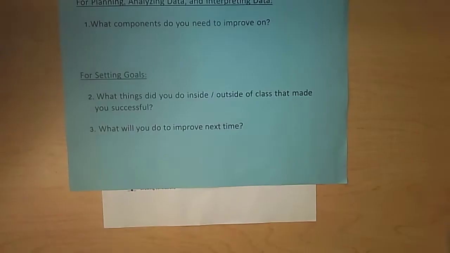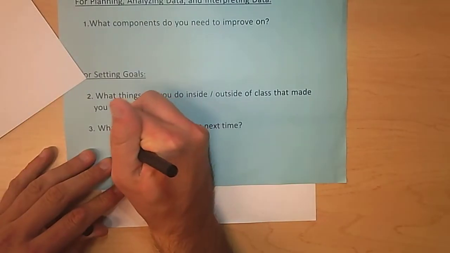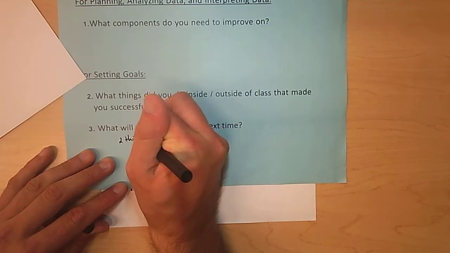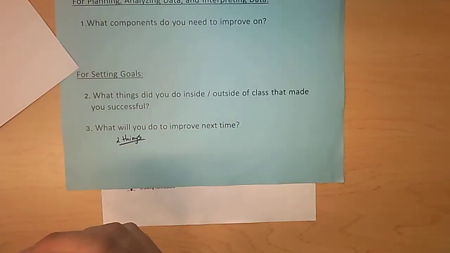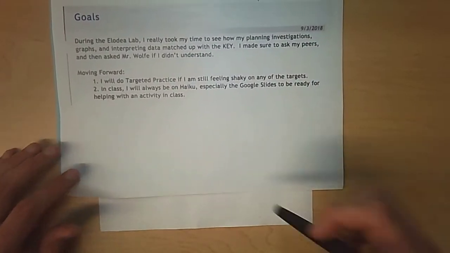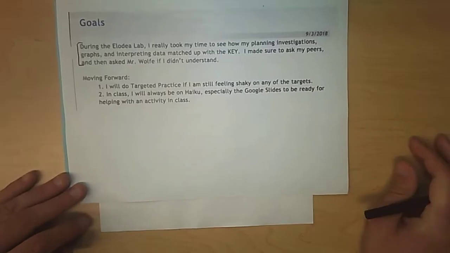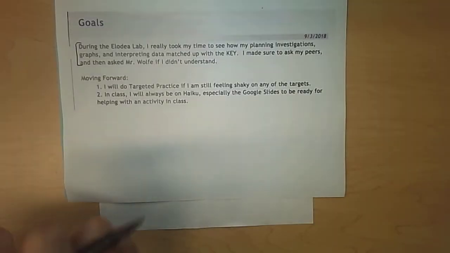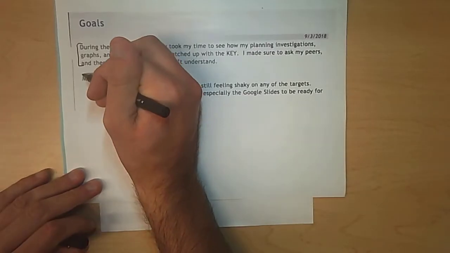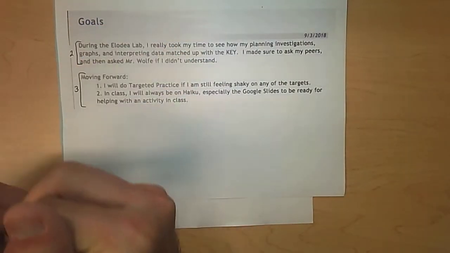Here's an example. By the way, make sure that you choose 2 things you will do to improve next time. So here's an example in terms of my goals page. Right here are the things I did well in class that made me successful. And then here's the moving forward. This is question 3, things I could do to improve next time.